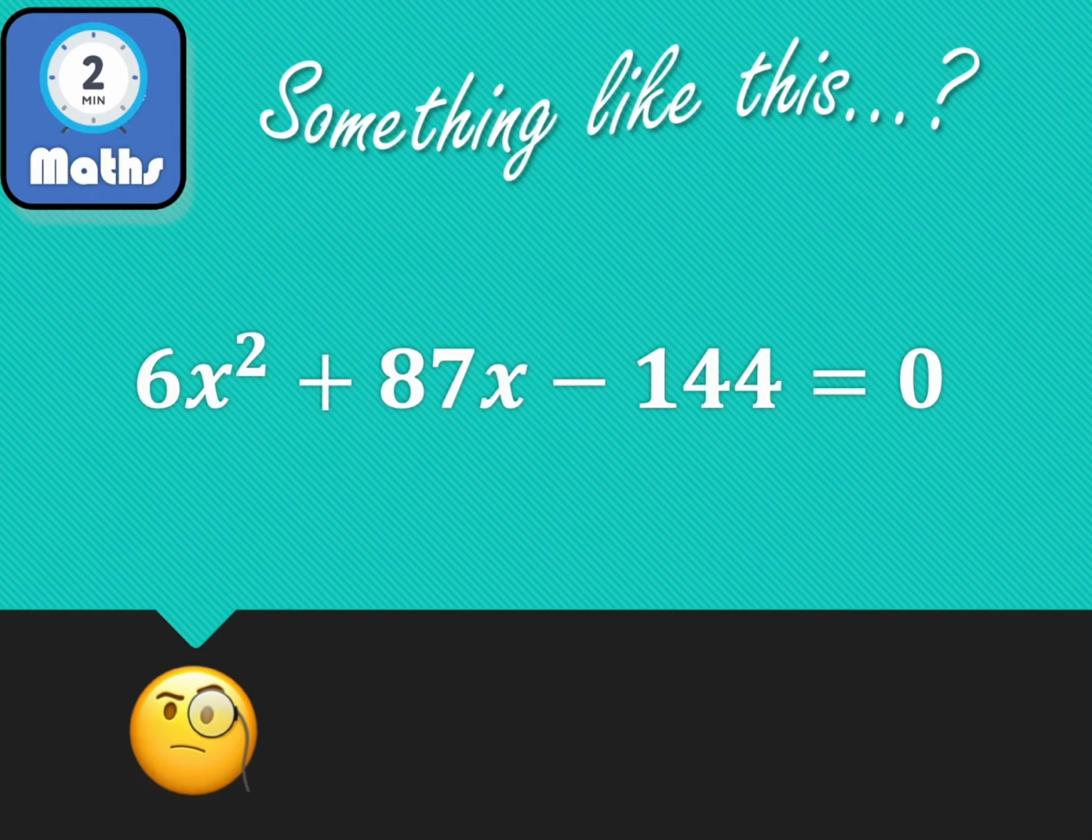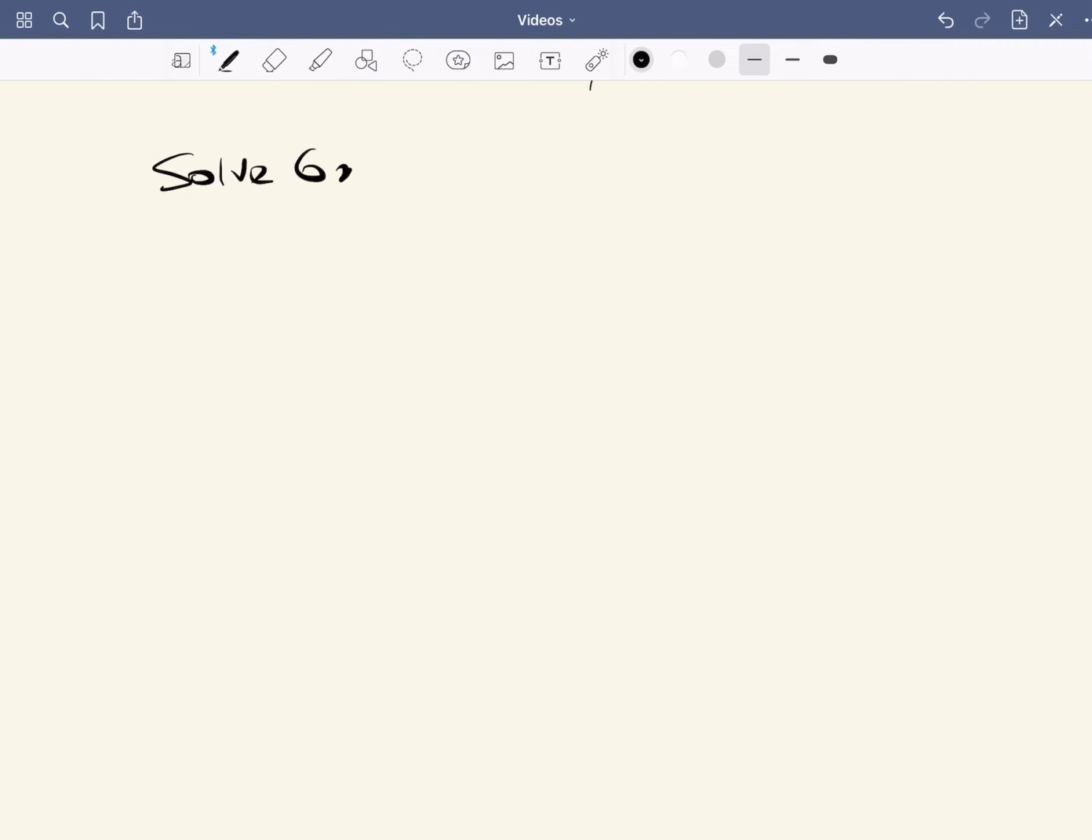So you want to do something like solve 6x squared plus 87x minus 144 equals 0. Well, the first thing to mention here is that solving just means trying to find the values of x that will satisfy this particular equation.